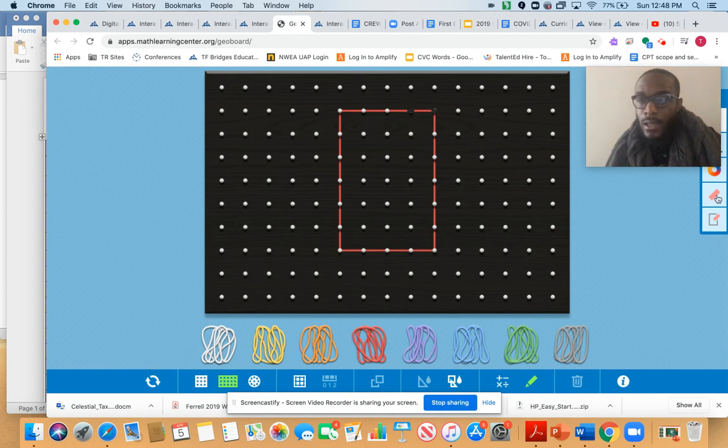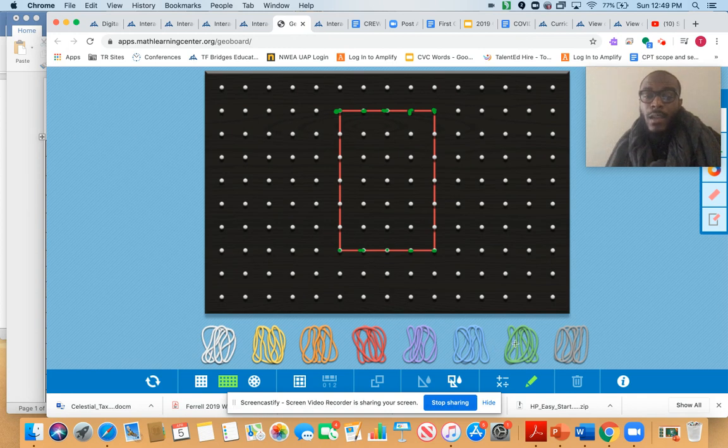Let's try a different color. Let's try green. I like green. I have 1, 2, 3, 4, 5 pegs here. And that means parallel to this line is this one down here. That means I'm going to have 5 pegs down here too. 2, 3, 4, 5. So I know that this side is parallel to this side.